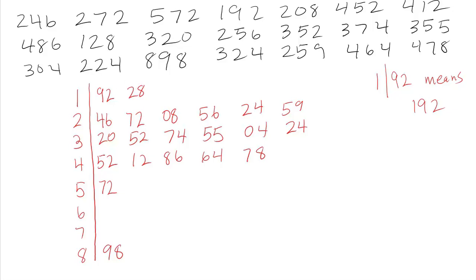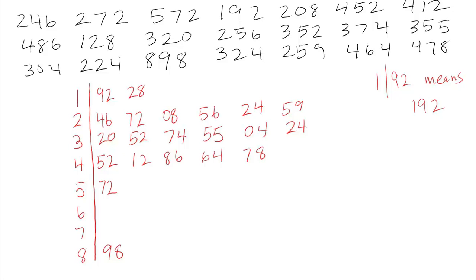And so the smallest piece of data is 128. The largest piece of data is very easy to identify in this example because there's only one leaf in the largest row. But if there were multiple leaves in the largest row, we would have just found the biggest one of all and paired it with that stem. So stem and leaf plots give us lots of useful information.